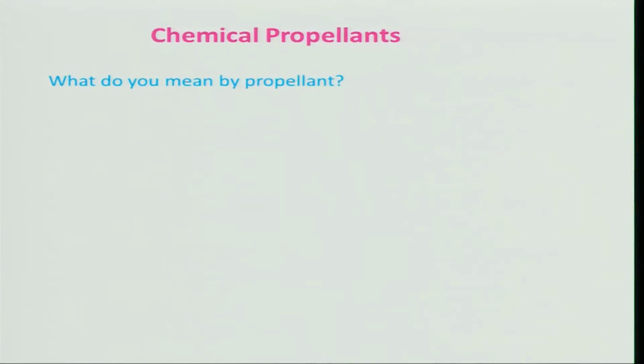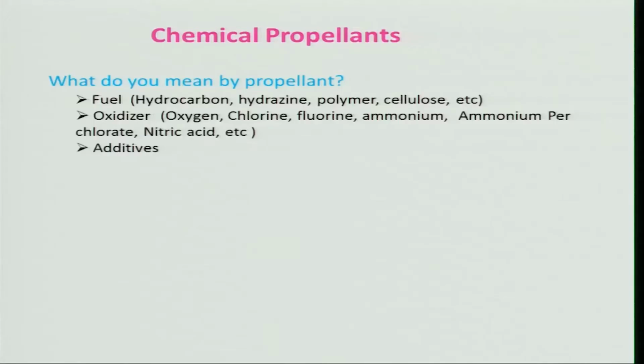Let us discuss chemical propellants, and the question arises: what do you mean by propellant? Propellant basically consists of fuel and oxidizer, right. But apart from that there will be some additives. Why we need to add additives and other things, as you go along we will see. When you talk about fuel, it can be solid, it can be liquid, it can be gaseous as well, as we have seen.